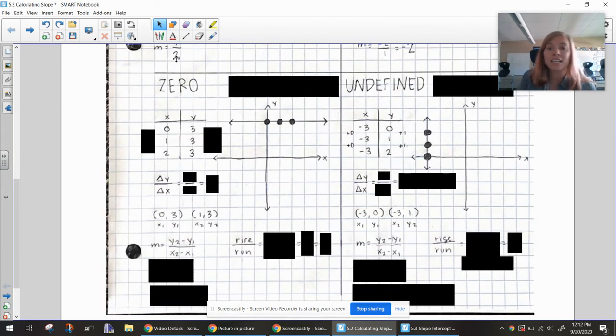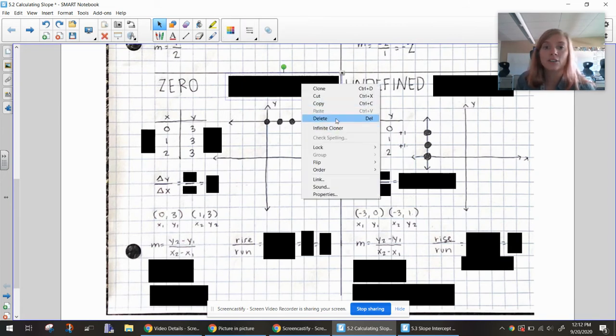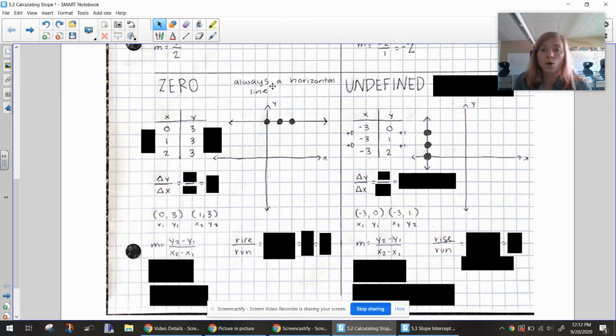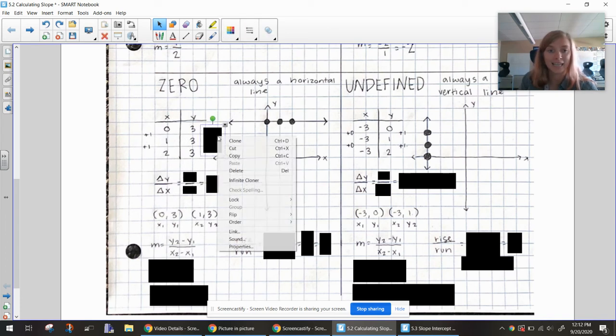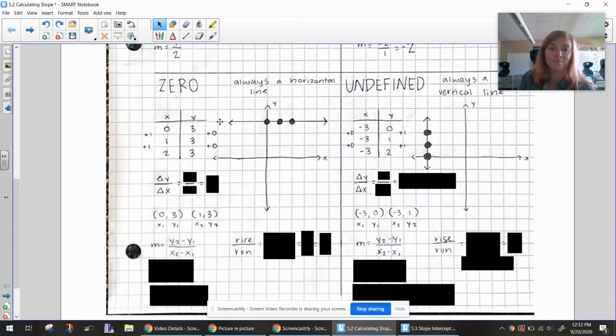Now we're going to look at two special slopes. These are zero slope and undefined slope. Zero slope is always a horizontal line. Undefined slope is always a vertical line. So notice here, my x values each go up by 1, and my y values stay the same. They go up by 0.